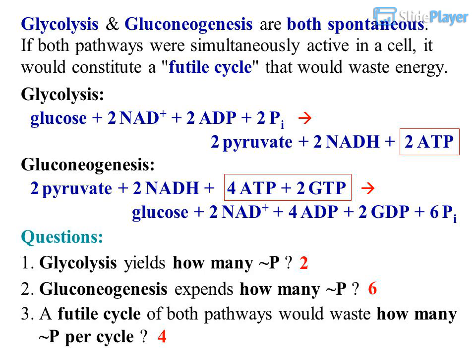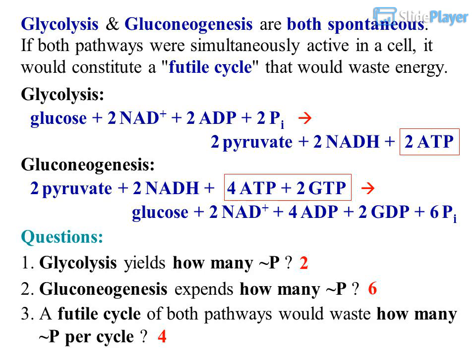Glycolysis: glucose plus 2 NAD+ plus 2 ADP plus 2 Pi yields 2 pyruvate plus 2 NADH plus 2 ATP. Gluconeogenesis: 2 pyruvate plus 2 NADH plus 4 ATP plus 2 GTP yields glucose plus 2 NAD+ plus 4 ADP plus 2 GDP plus 6 Pi.